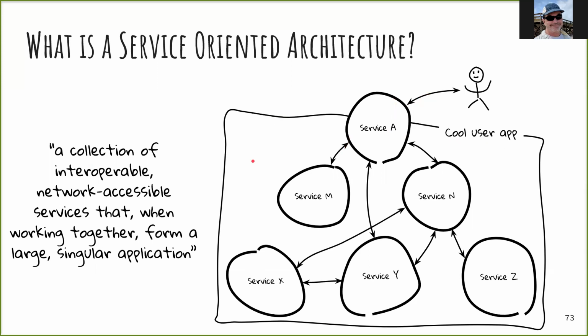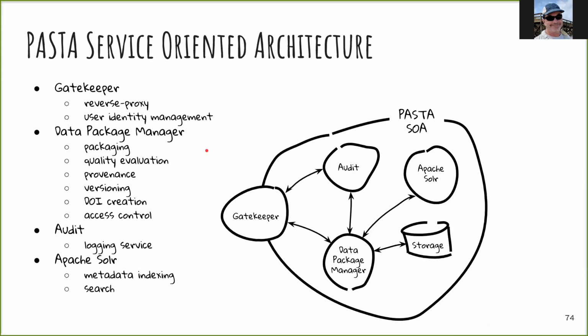And this is how we view PASTA and the service-oriented architecture of PASTA. At the detailed level, PASTA has 4 main components. There's a gatekeeper component, which is the public-facing point of reference for all these internal servers. That's what we call a reverse proxy. It also supports our identity management system, so it literally does the authentication and checks on users and things like that.